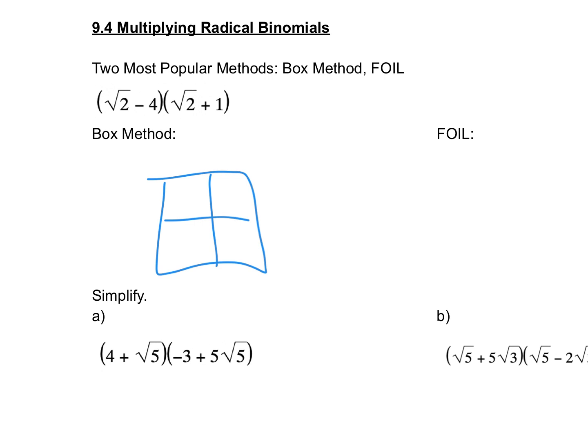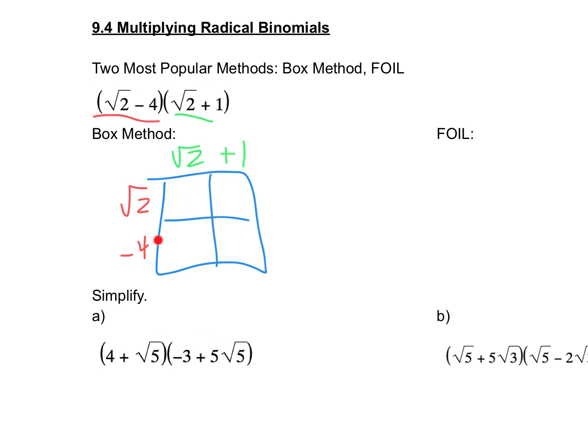Actually, I'll use a different color here. So for this red guy, I have the square root of 2 and then minus 4. So I keep the sign, the negative, with this 4. And then for my other one, let's make it green, I'll have the square root of 2 and then plus 1. Now, it doesn't matter which order you do it.